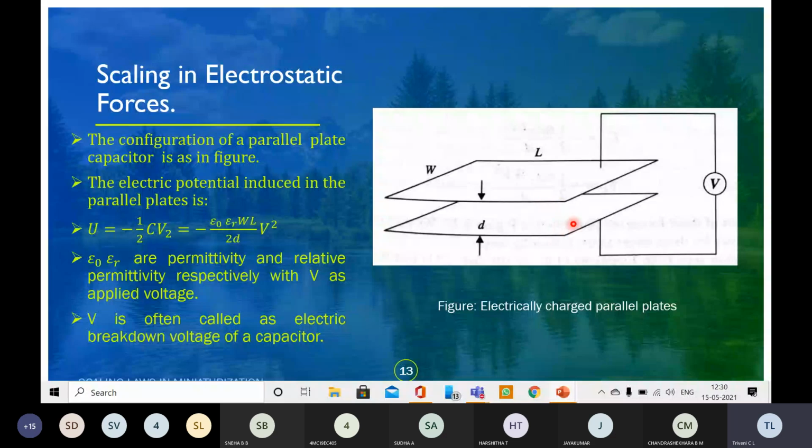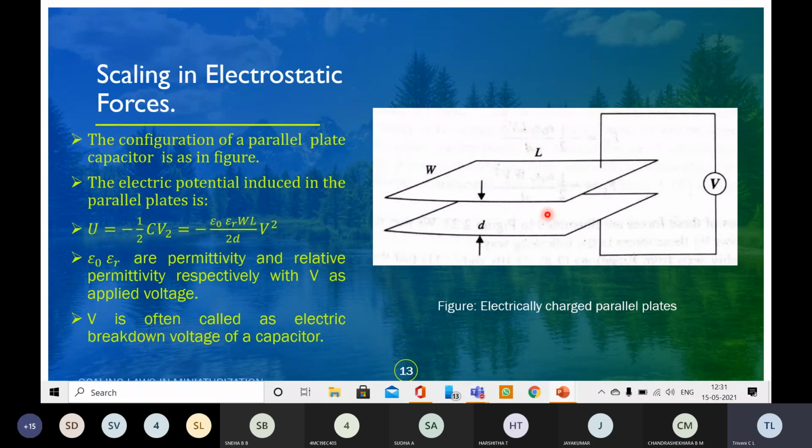There will be some gap between these two. That gap is given by D. The electric potential energy will be created between these two plates by applying the voltage. So these are electrically charged parallel plates, and you will have the distance gap between these two parallel plates equal to small d. If you take the parallel plates, the width of the parallel plate is W and the length of the parallel plate is taken as L itself. In this way we will be taking the two parallel plates, and this is the configuration of this parallel plate.